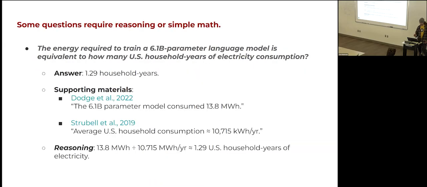And then finally, some questions are going to require a bit of reasoning. So not just looking at the data, but can we actually draw some logical conclusions based on data across papers? So here the question is, the energy required to train a 6.1 billion parameter language model is equivalent to how many US household years of electricity consumption. So you need to find 2 data points: how much it costs to train a 6.1 billion parameter model, and also what is the average US household consumption for energy. And then some simple math to derive the answer.